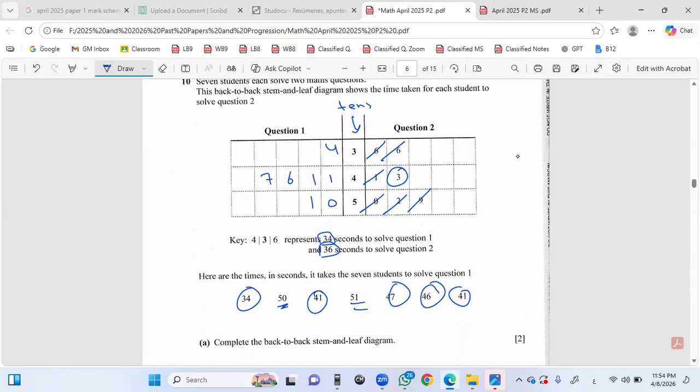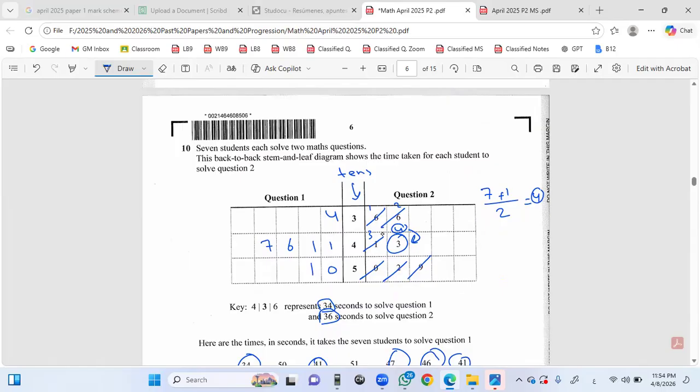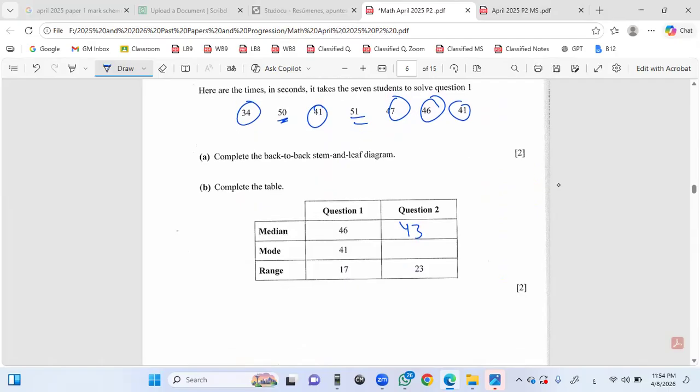Or you can say that I go here 1, 2, 3, 4, 5, 6, 7. So 7 numbers, so 7 plus 1 divided by 2, which gives you 8 divided by 2, 4. So it is the fourth number. Here is the first, the second, the third, the fourth. So the fourth number is 43. So the median is also 43. We want the mode. The mode is the most repeated number. You're going to find that the most repeated number here is 36.